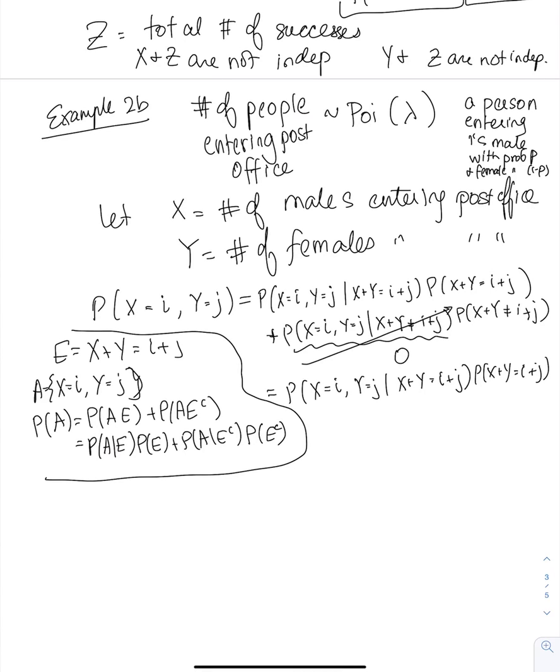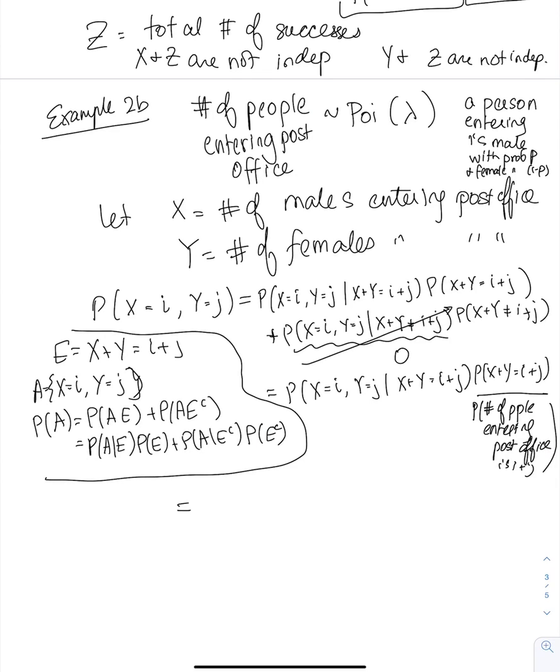So what is the probability x plus y equals i plus j? Let's take a look at this. I'm going to first just quickly look at that. What's the probability that the total number of males plus the total number of females is i plus j? That's the same as asking what's the probability that the total number of people who enter the post office is equal to i plus j. Correct?